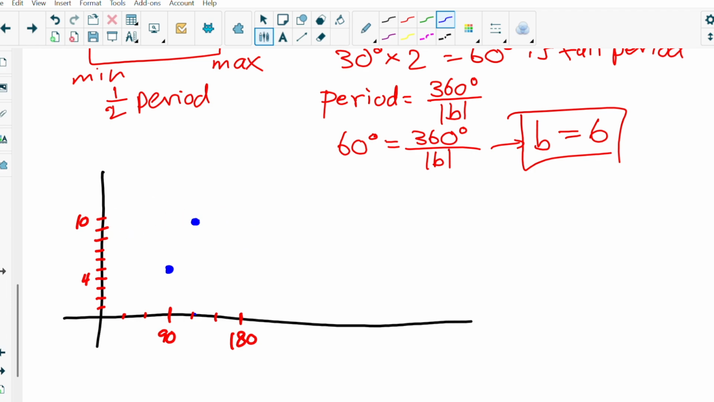Okay, so our max and mins occur in 30-degree increments. So I can do this, folks. So I'm going to do this. So at 30-degree increments, 4. We need to move that down to 4. Sorry about that, folks. So this one down to 4. Okay.